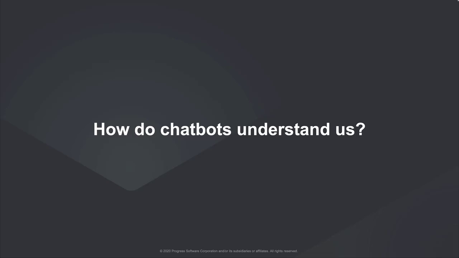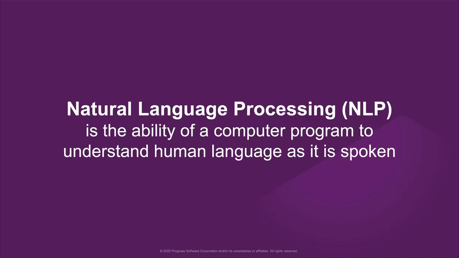The next item is, how do chatbots even understand us? How do they know how to respond to each expression, and when to just give you a quick answer to your question, or when they should take you through a whole step-by-step conversation? Chatbots use what we call natural language processing, which is the ability of a computer program to understand human language as it is spoken.